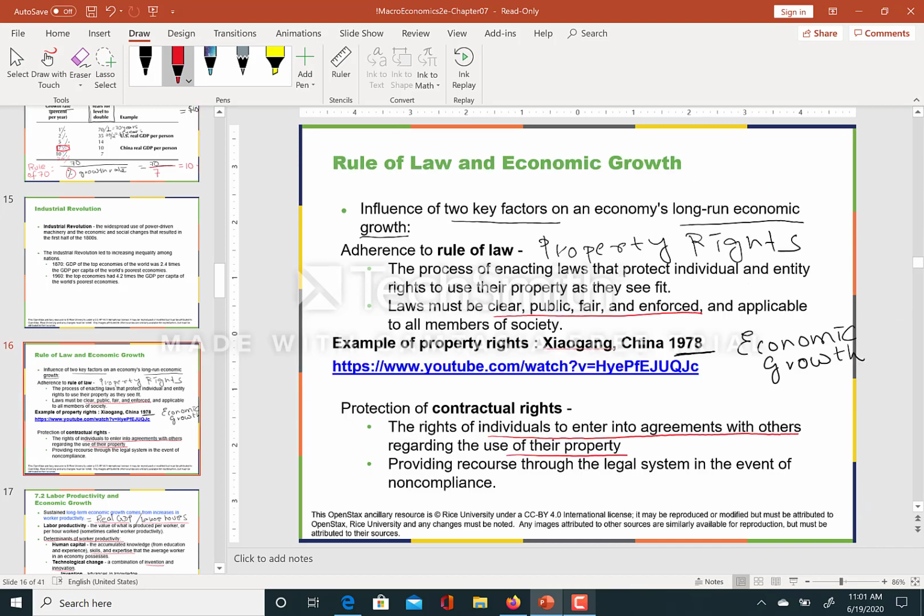Next, we look at the 2 key factors for a country's long-term economic growth. This is what we are interested in, looking at the long-run economic growth. The number 1 factor is property rights. The property rights should be clear, public, clearly enforced and equally applicable to all members of the society, and property rights are going to lead to economic growth.